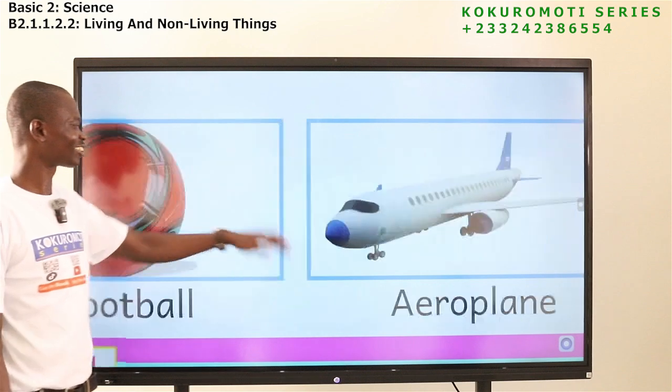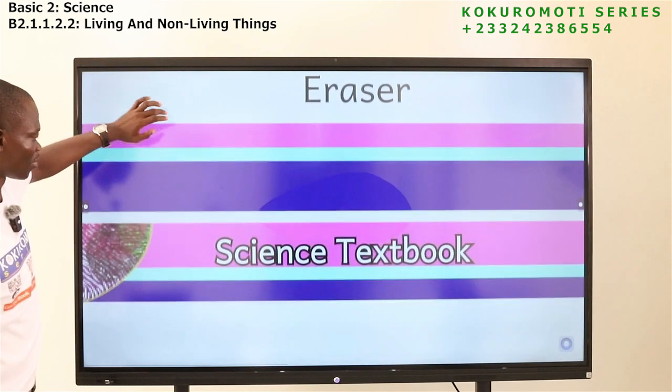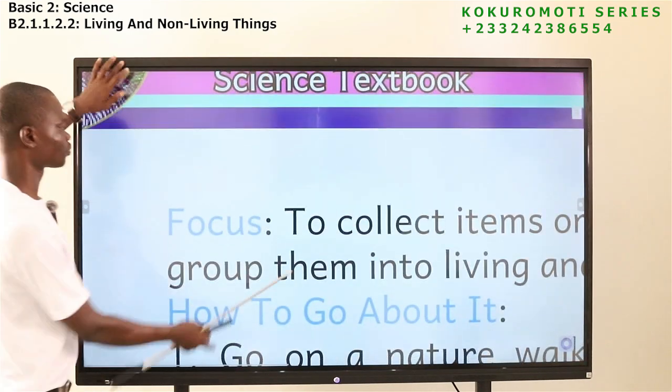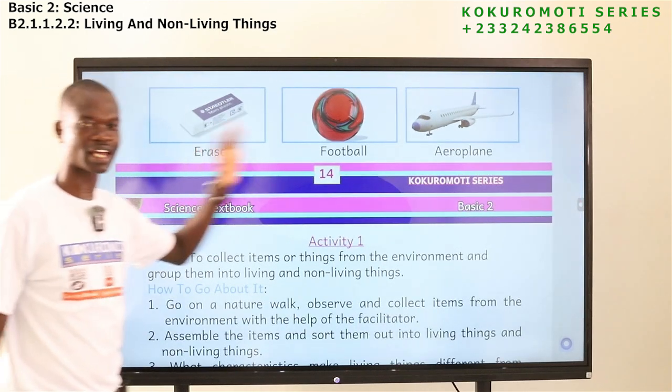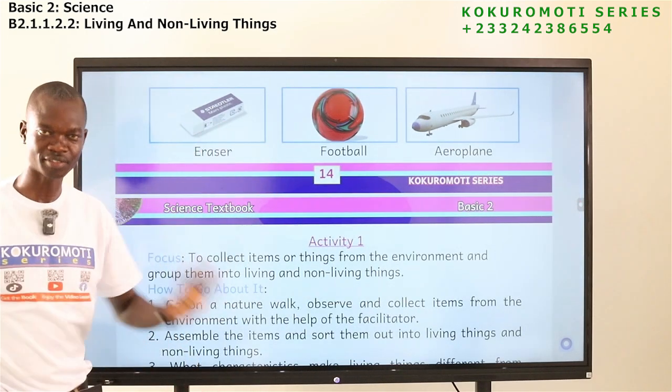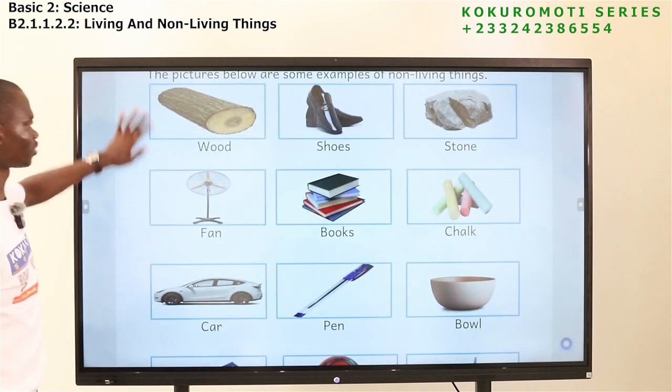Okay. That's good. Let's see if you have more examples. Okay, so we have seen examples of non-living things. We are saying that living things have life in them. Non-living things, they don't have life in them. And these are pictures of non-living things.